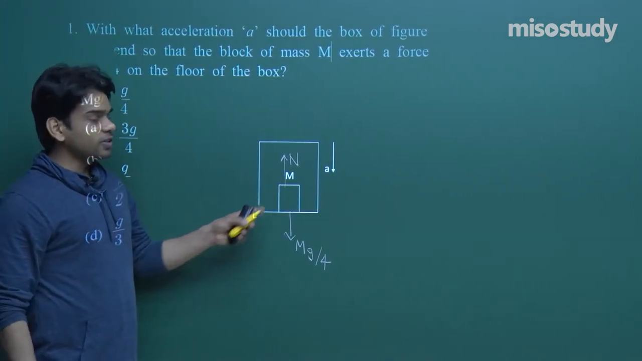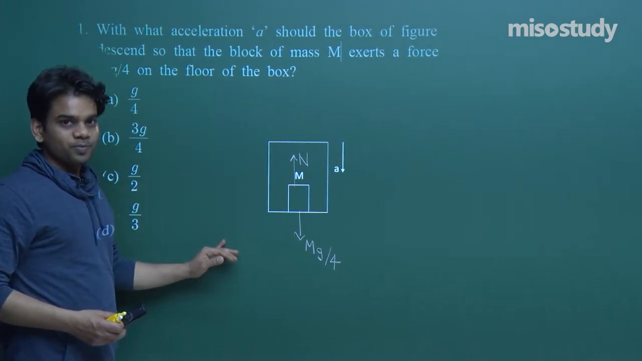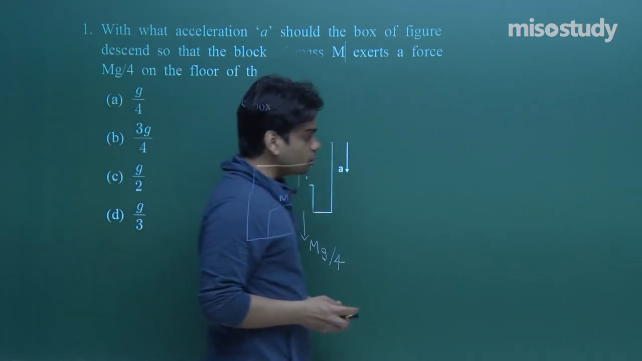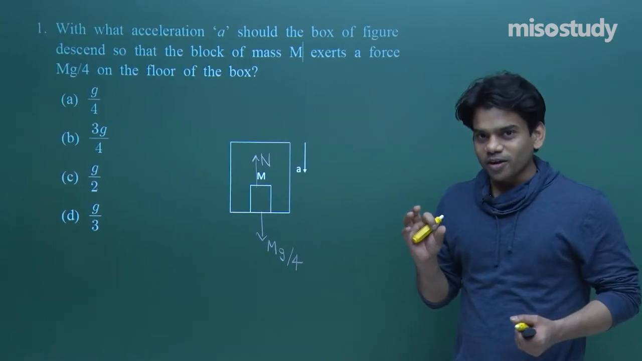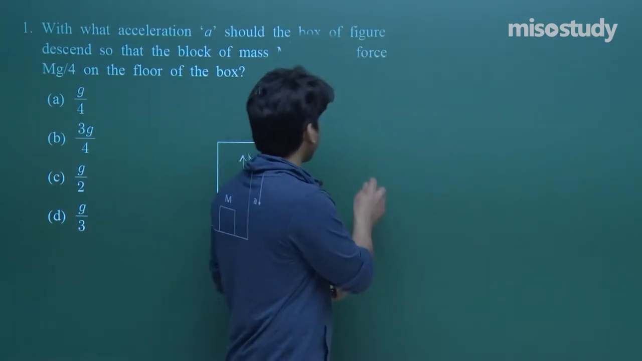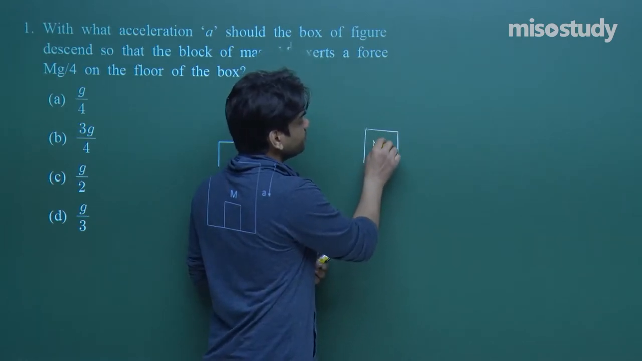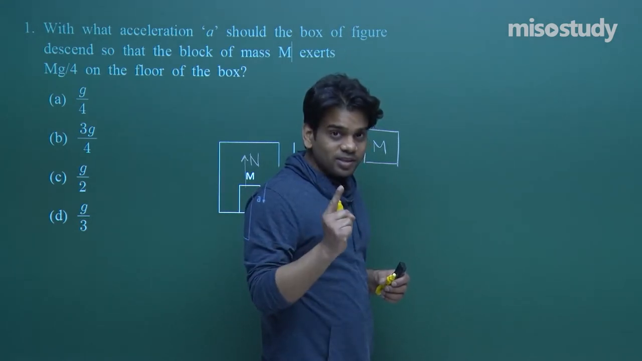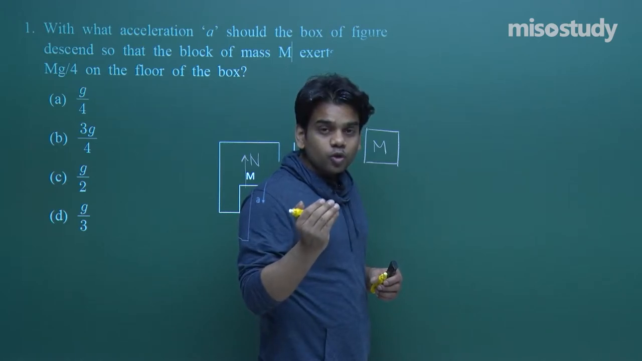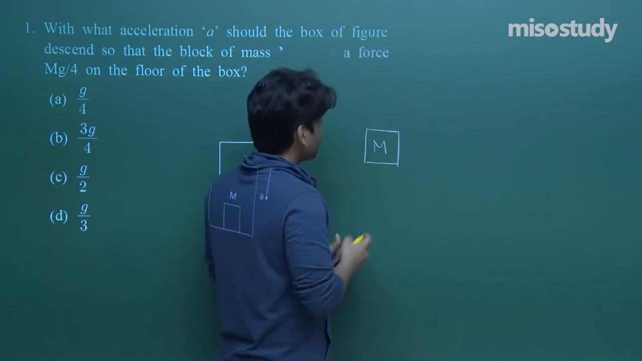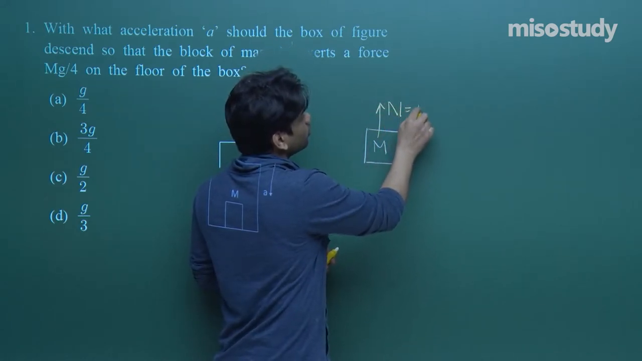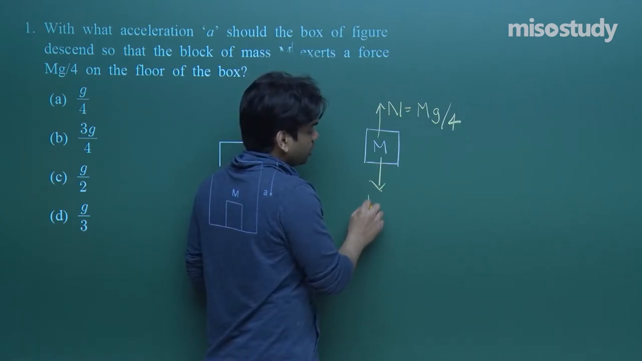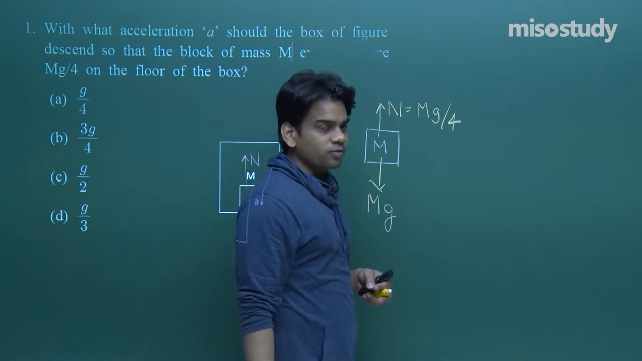Now see, on this block, first of all understand, as this is coming down, the force due to earth will be acting mg downwards. So I'm going to make a free body diagram of this block M. We have this block M. It exerts a force mg by 4 on the floor. If it exerts mg by 4, the floor will also exert a force equal to mg by 4. So N equals mg by 4, this will be the value of normal reaction. Next, due to its own weight, earth will be attracting it downward with a force mg.